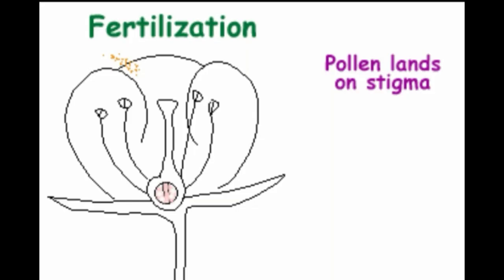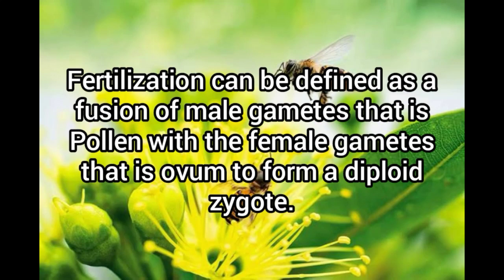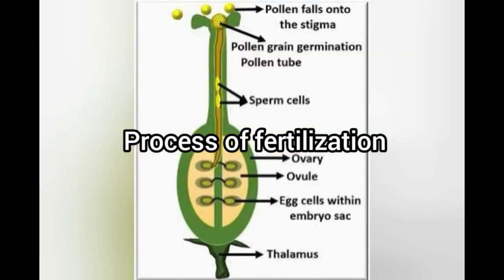Fertilization. Fertilization is the process of sexual reproduction in a plant which occurs after pollination and germination. Fertilization can be defined as the fusion of male gametes, that is the pollen, with the female gametes, that is the ovum, to form a diploid zygote.